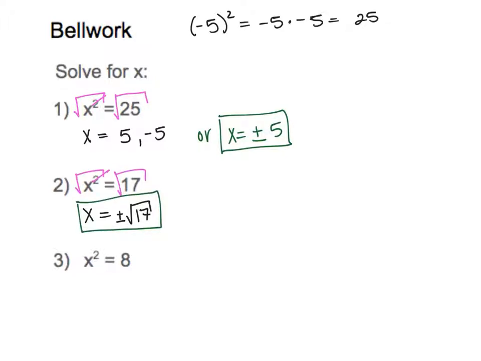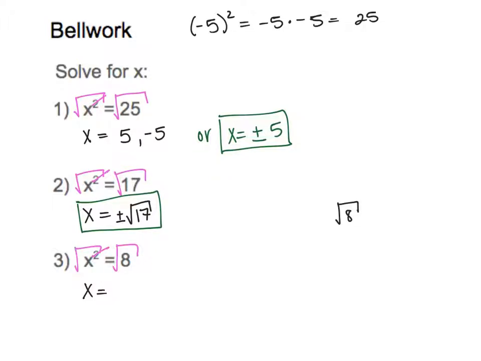All right, the last one here. This one is also being squared, so I need to get rid of the square by taking the square root of both sides. Those 2 and the root cancel, and x drops down. The square root of 8. Now, 8 is not a perfect square. However, 8 does break down into smaller numbers.